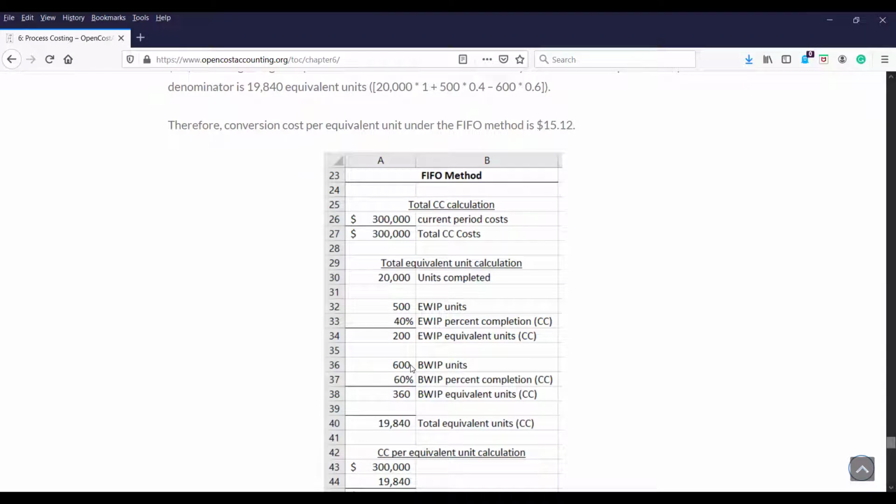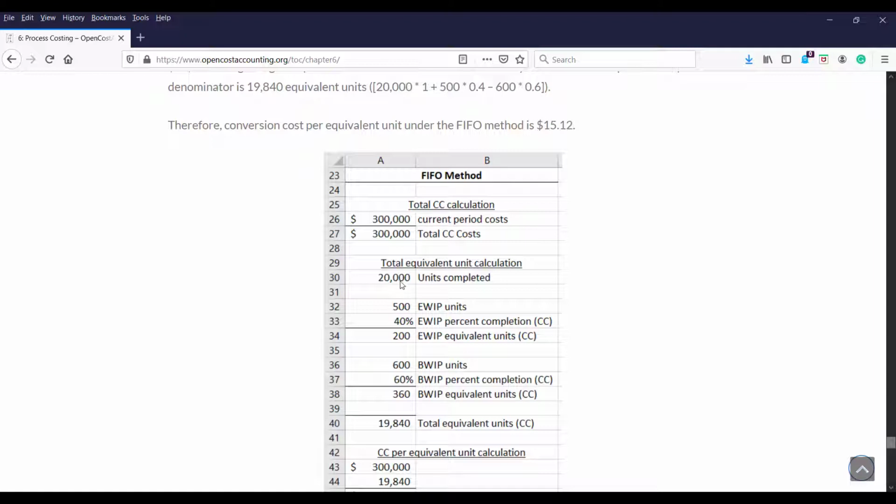Our beginning WIP units, we care about this because we're going to have to subtract away the beginning WIP equivalent units from the 20,000 units completed. Some of those equivalent units completed are us just topping off the beginning WIP units. We had 600 units that were 3/5 of the way done, and we have to do 2/5 of the work to finish them. So we need to not include the 3/5 that we did last period in our equivalent units. We're going to subtract that away from this number right here.